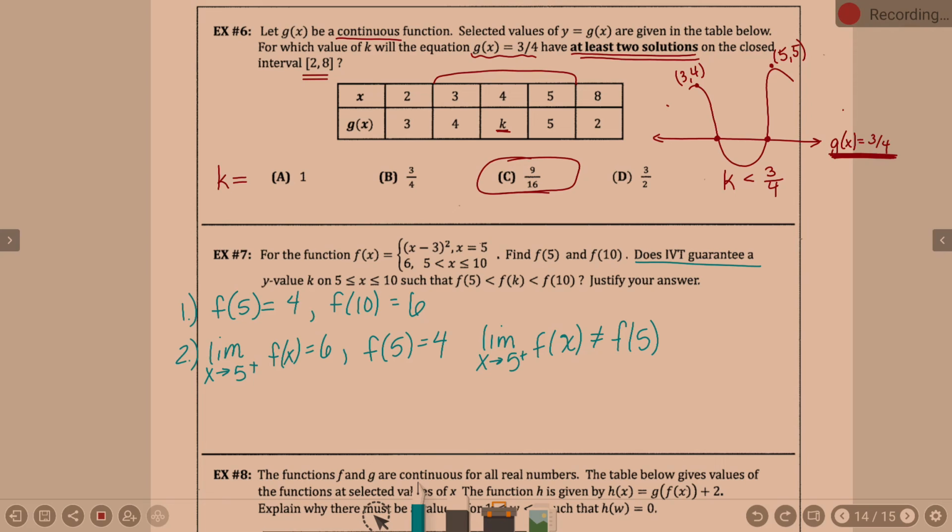So, I'm going to say IVT does not apply since f of x is not continuous on the closed interval from 5 to 10.